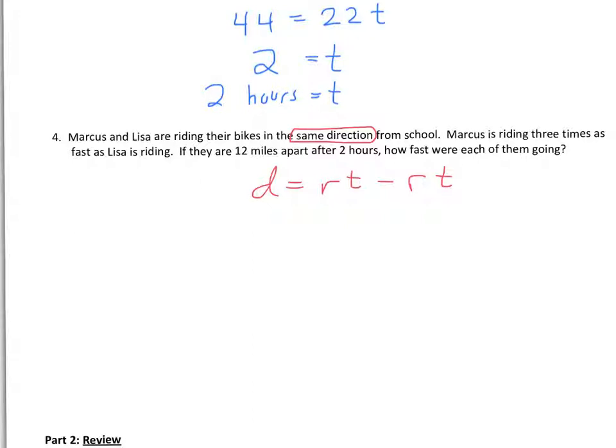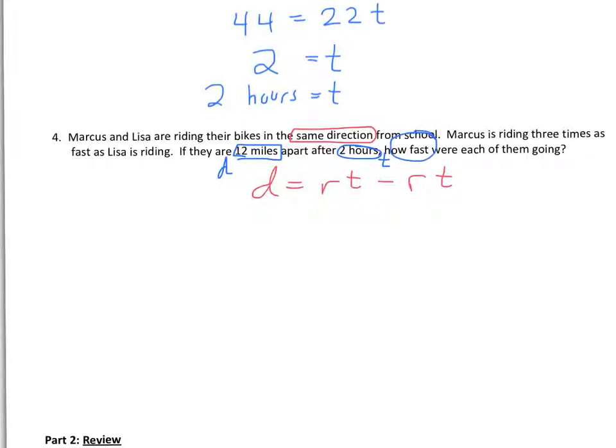If they are 12 miles apart after 2 hours, right here, 12 miles apart, is that a distance, a rate, or a time? Julius, distance, rate, or a time? Good, Julius, that's a distance. All right, and the 2 hours right here, Andrea, that's clearly a time. Good job. All right, so how fast were each of them going? That's a rate. We want to find the rate because it says how fast.